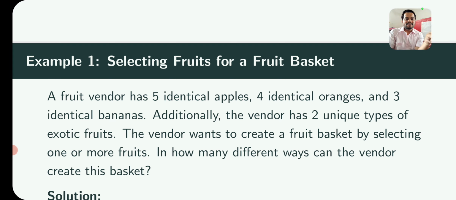So the example is: a fruit vendor has 5 identical apples, 4 identical oranges and 3 identical bananas. Additionally, the vendor has 2 unique types of exotic fruits. The vendor wants to create a fruit basket by selecting one or more fruits. So, in how many different ways can the vendor create the basket? Read this example once again. We pause here for 10 seconds.